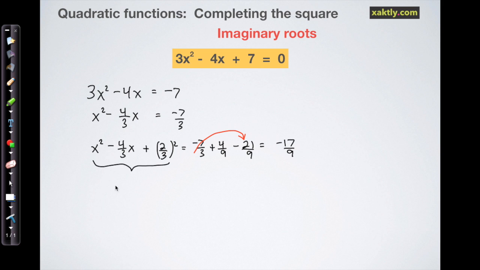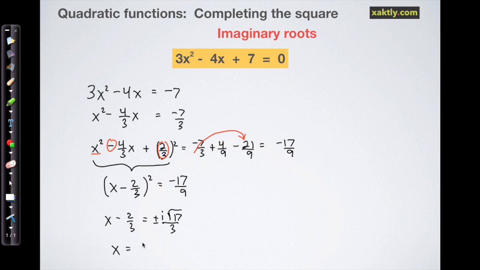Alright, we identify the perfect square on the left. It's x minus 2/3 quantity squared. And again, you can just read that off of the way we've written this up top here. And that's equal to minus 17/9. Take the square root of both sides, so we have x minus 2/3 on the left is equal to plus or minus i root 17 over 3 on the right.